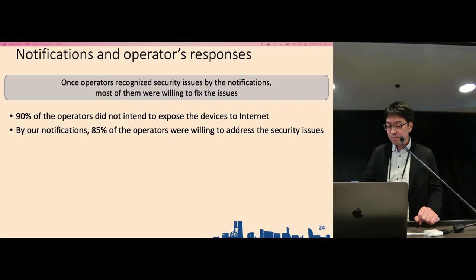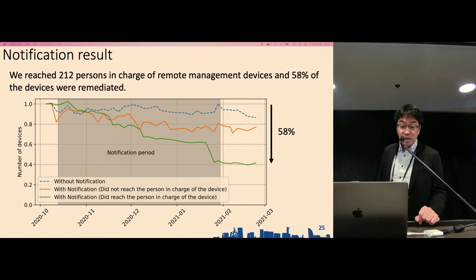This is the notification result. The blue line in this graph shows the number of devices without notification. The green line shows the number of devices where we did not reach the person in charge of the device. The orange line shows the number of devices where we did not reach the person in charge of the device. And the green line shows the number of devices where we reached the person in charge of the device.